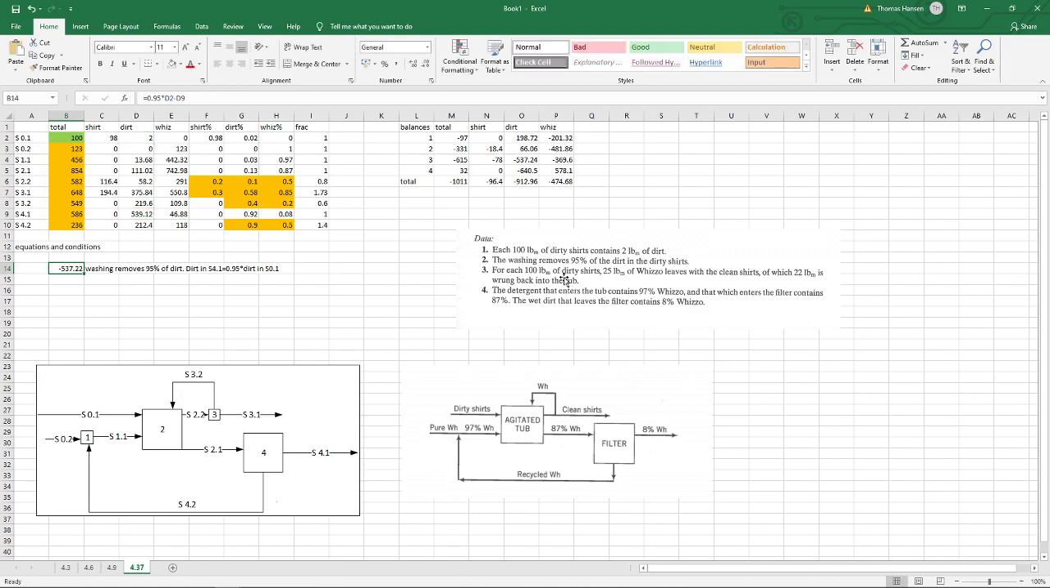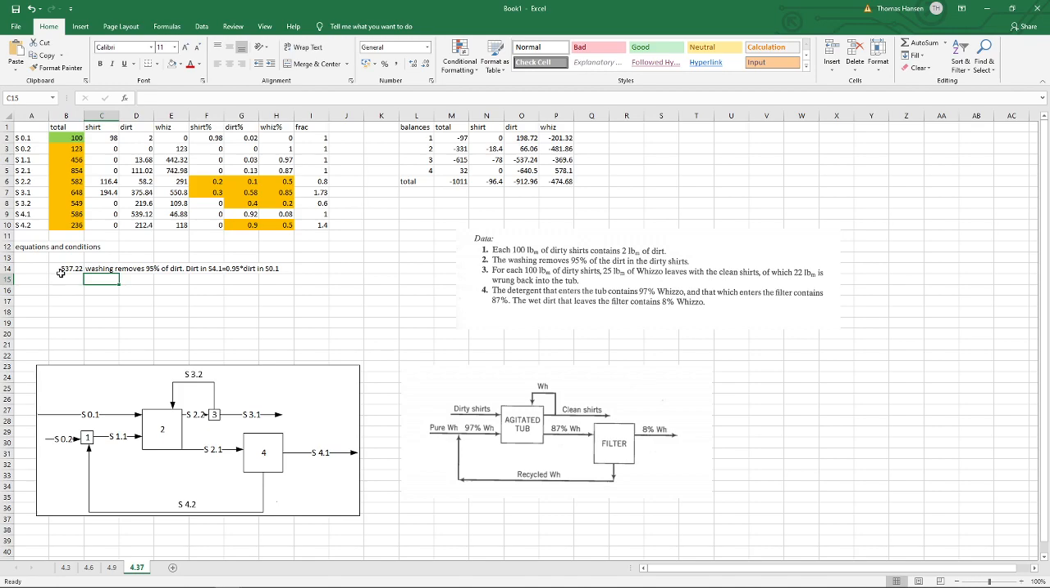Yeah, so basically what we're being told is if I send in X amount of dirt in my 0,1 stream, 95% of it is gonna end up in my 4,1 stream. 95% of the dirt that I start out with on my shirts is gonna be cleaned out and discarded through 4,1. So that's why I put it up like this. 95% of the dirt in 0,1, subtract the amount of dirt in 4,1, and if that is true, it should give me 0, this equation.